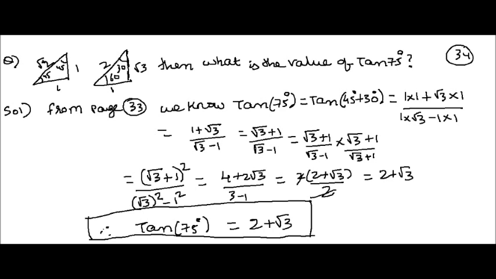So one of the tricks we used is that (root 3 plus 1) by (root 3 minus 1) is tan 75. Then we multiplied and divided by root 3 plus 1, and doing the calculation we got tan 75 as 2 plus root 3.